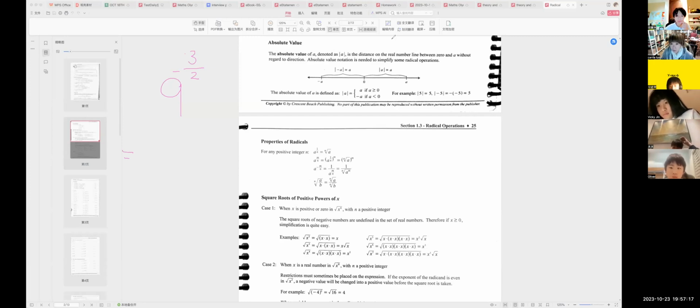Okay, so send it to me, everybody. So you flip it, equals 1 over 9 to the power 3/2.